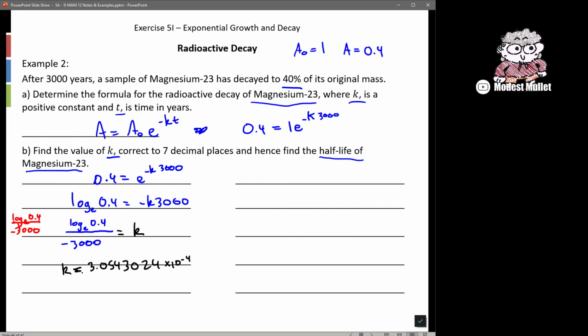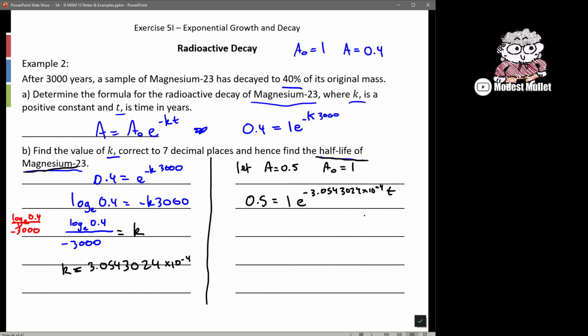So we found K, and now it's asking hence find the half-life of magnesium-23. The half-life, for any material, is how long it takes for it to decay to where it only has 50% of its original mass. So in this case, same thing, we can let A equal 0.5 because we want 50% and our original amount is just 1. So 0.5 is equal to 1e, and now we have K, so we can put that in, negative 3.0543024 by 10 to the negative 4 by t, and that's what we're trying to figure out, t.